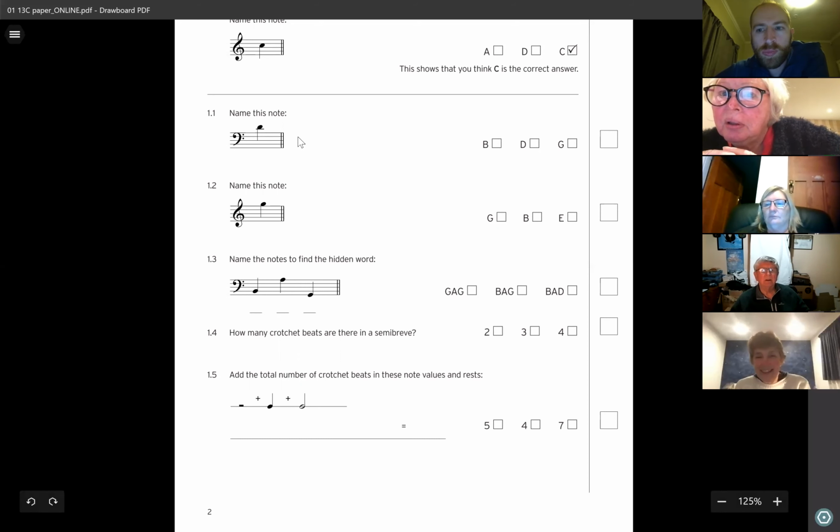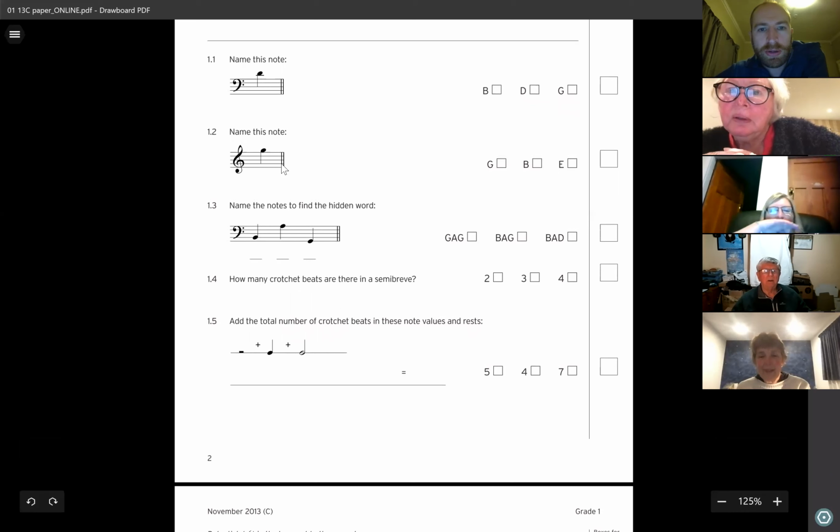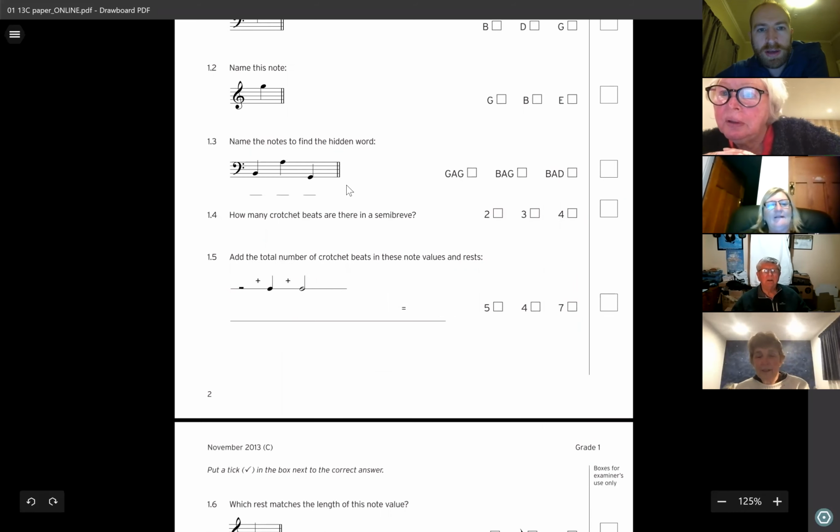D, isn't it? That would be D. It's just right above middle C. Remember the line above the bass clef is middle C, and so that's the one above, so that's D. What's this note? G. That's G. Name the notes to find the hidden word.